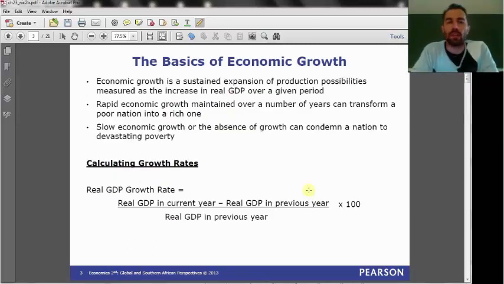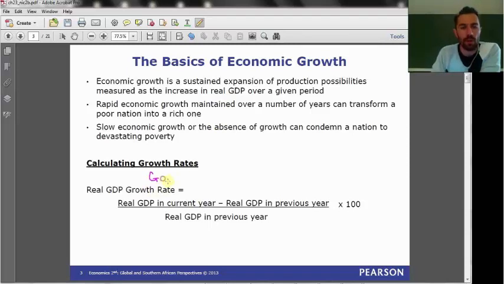So, without any further ado, economic growth: it's sustained expansion of production possibilities measured as an increase in real GDP over time. Rapid economic growth maintained over a number of years can transform a poor nation into a rich nation. Slow economic growth, or the absence of growth, can condemn a nation to devastating poverty. Okay, so what is the growth rate?